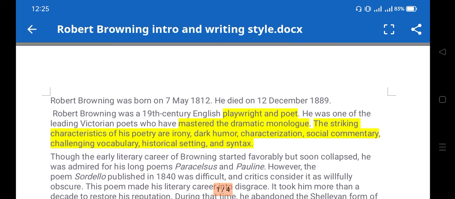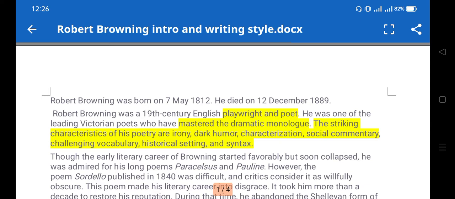So Robert Browning was best known for his dramatic monologue, and he was the master of dramatic monologue. And in his work we'll also find psychology. He was also known as a psychological writer because he deals with the psyche, the mind, in his poems, right?